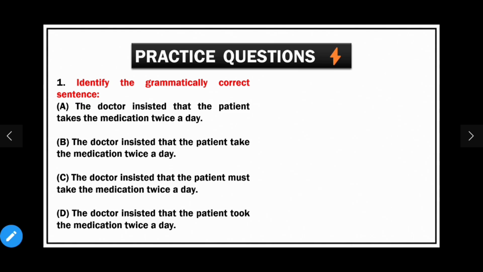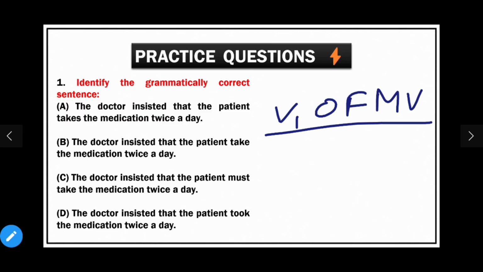So the first question: identify the grammatically correct sentence. The first sentence is written as, "The doctor insisted that the patient takes the medicine twice a day." Here we can see it has used "takes," which is not the V1 form of the main verb. It means it is an incorrect sentence. In the second example we can see, "The doctor insisted that the patient take the medication twice a day."